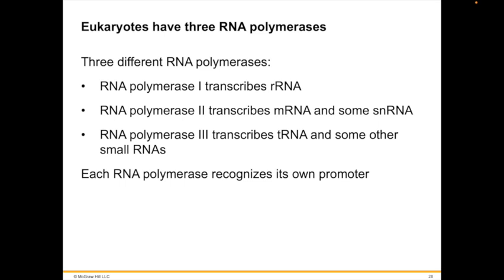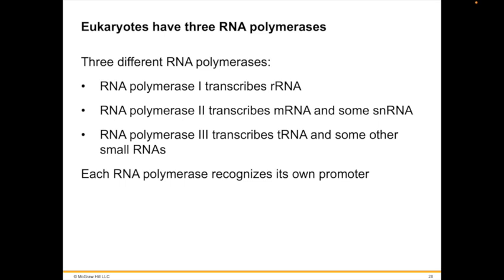The enzyme RNA polymerase 1 transcribes rRNA, RNA polymerase 2 transcribes mRNA and some small nuclear RNAs, and RNA polymerase 3 transcribes tRNA and some other small RNAs. Together, these 3 enzymes accomplish all transcription in eukaryotic cells.